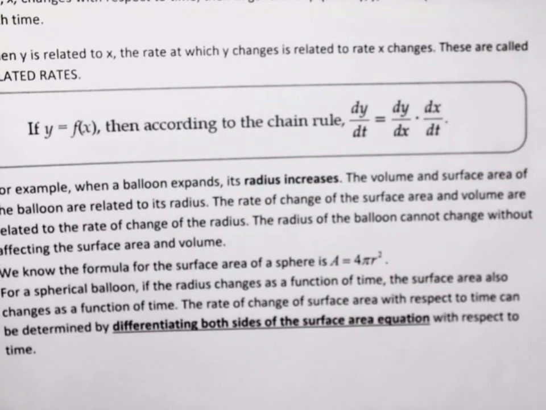We know the formula for the surface area of a sphere is 4 pi r squared. This is for a spherical balloon, because sometimes balloons are oval or teardrop shaped. If the radius changes as a function of time, the surface area also changes as a function of time. The rate of the surface area with respect to time can be determined by differentiating both sides of the surface area equation with respect to time.